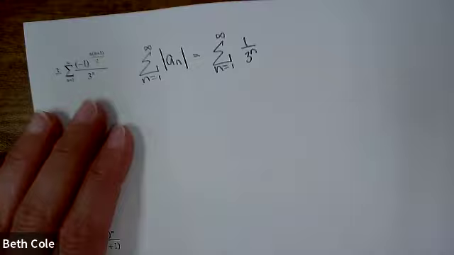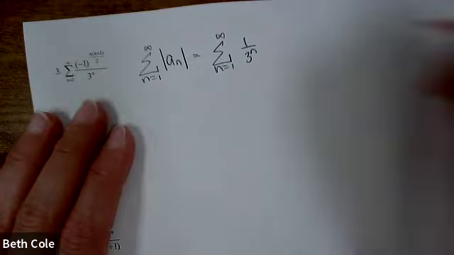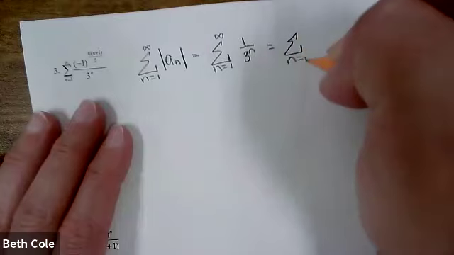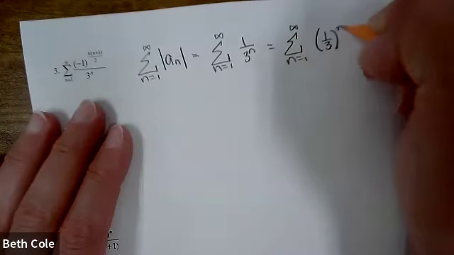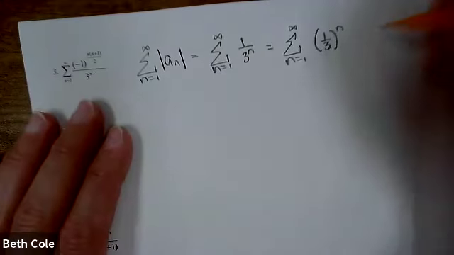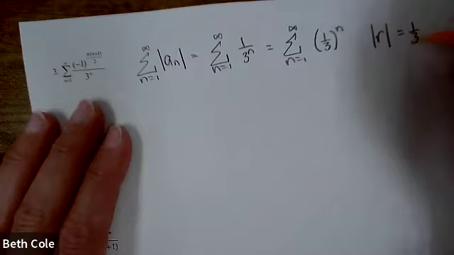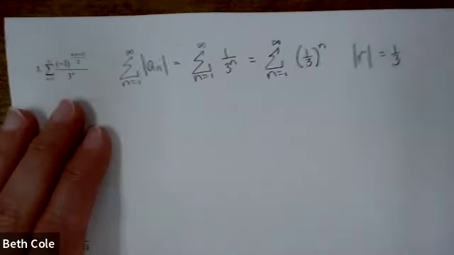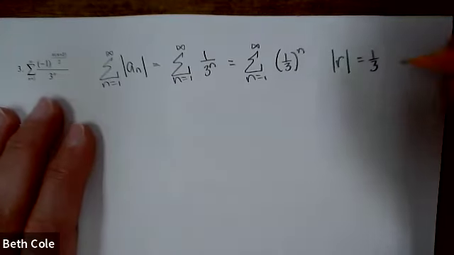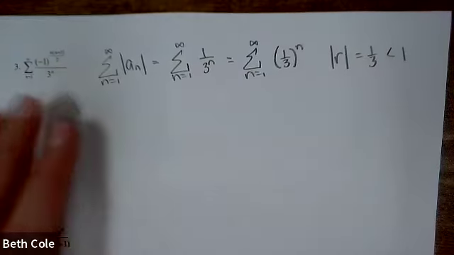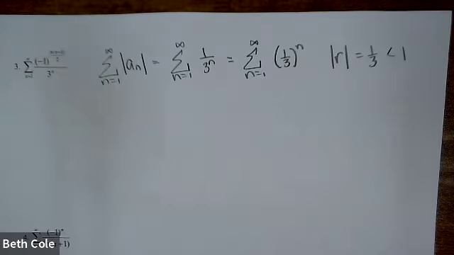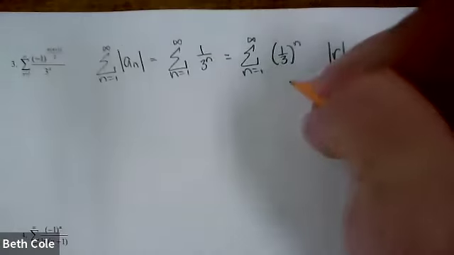It is geometric. What's r? 1/3. Good. If you don't want to write it, you don't have to, but you can also write it like this. So r is 1/3. So we're going to say absolute value of r is 1/3, which is less than 1. So that means that our absolute value series does what? Converges.